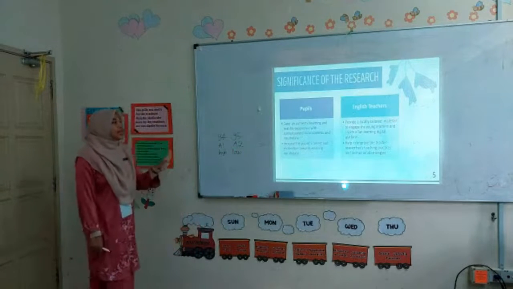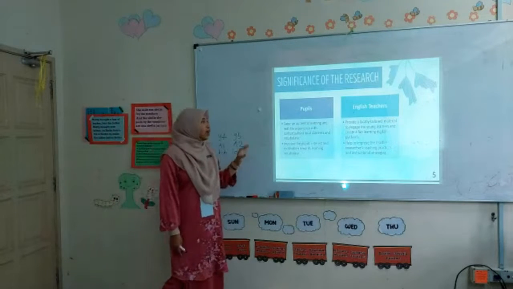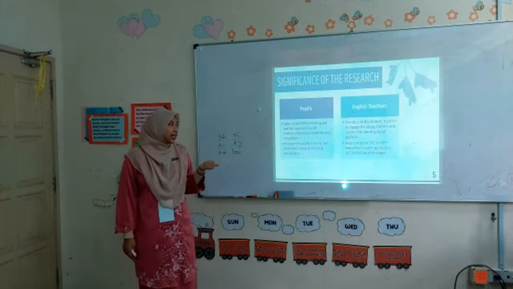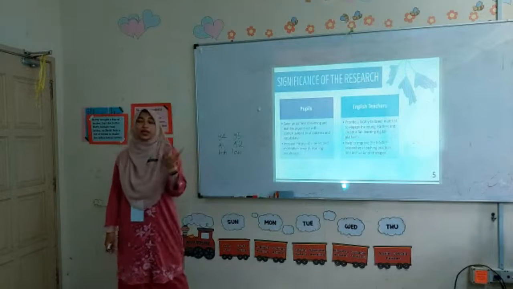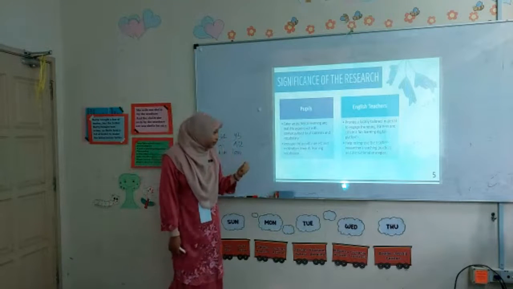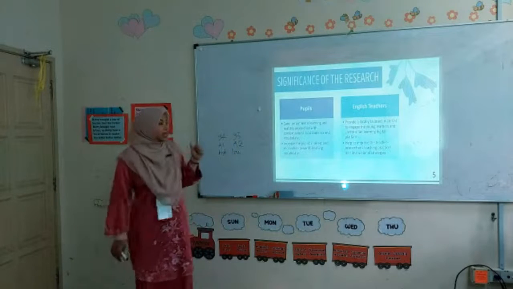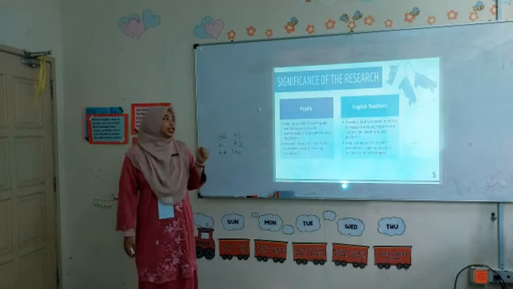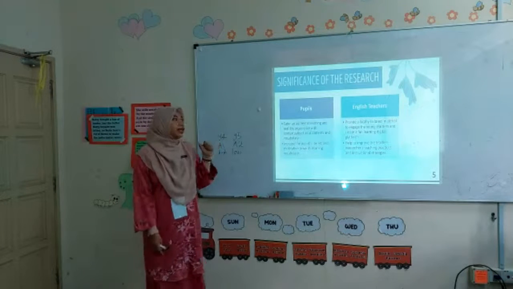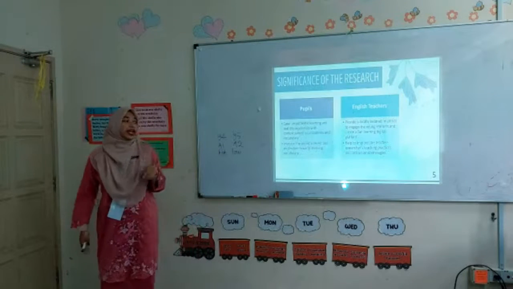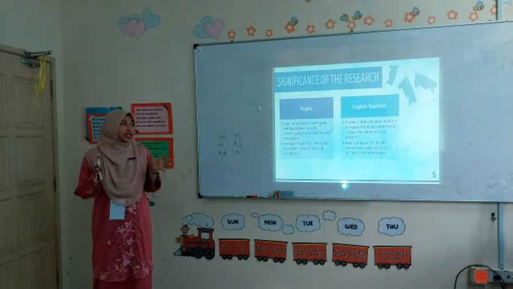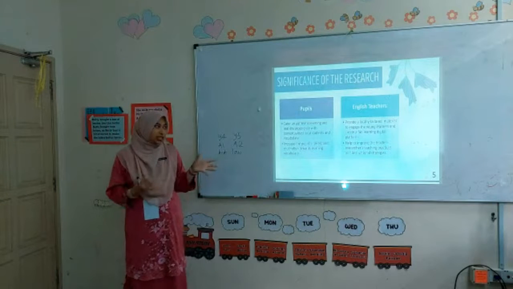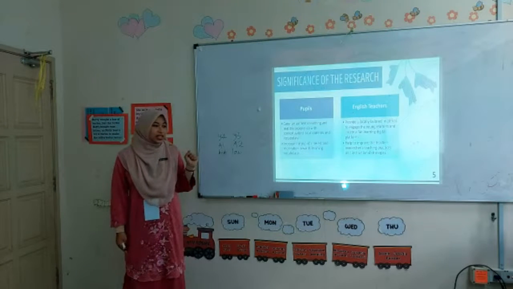Okay, so significance of the research. The first one is for the pupils. It will help to cater an authentic learning and real-life experience with contextualized local contents and vocabulary, and also increase the pupils' interest and motivation toward learning vocabulary. And for English teachers, it will help to provide locally tailored material to engage the young learners and create a fun digital learning platform, and also help to improve the researcher's teaching practice and instructional strategies.